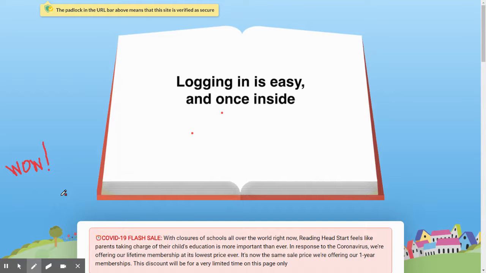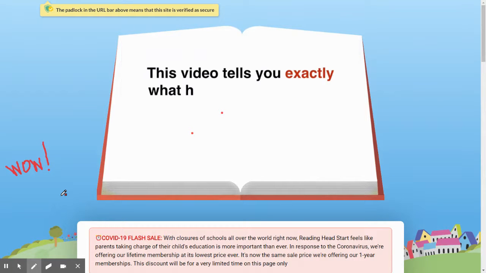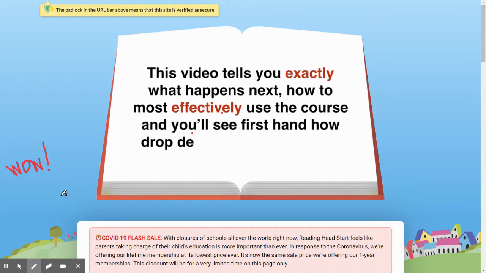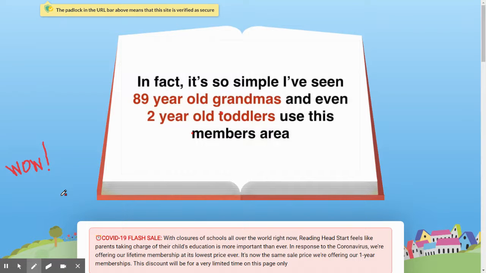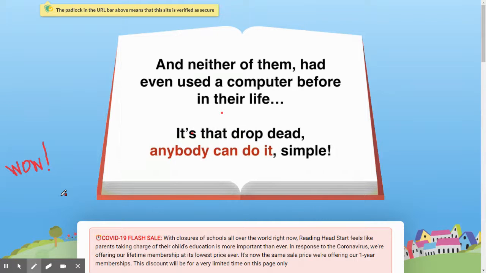Logging in is easy, and once inside, here's what I want you to do. Simply watch the Quick Start welcome video before you even go to bed tonight. This video tells you exactly what happens next, how to most effectively use the course, and you'll see firsthand how drop-dead simple it is to use. In fact, it's so simple, I've seen 89-year-old grandmas and even 2-year-old toddlers use this members area, and neither of them had even used a computer before in their life. It's that drop-dead, anybody can do it, simple.